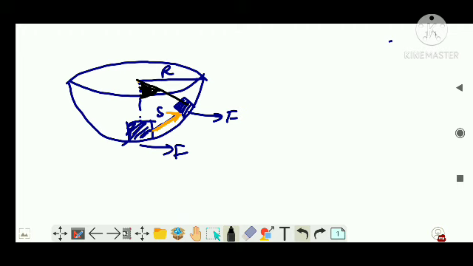This much clear, right? You are asked what is the work done by the force F to move the block from the bottom to the position, if it is having an angular displacement of theta. This much clear. I'm going to remove this theta section, right? Clear? Right.